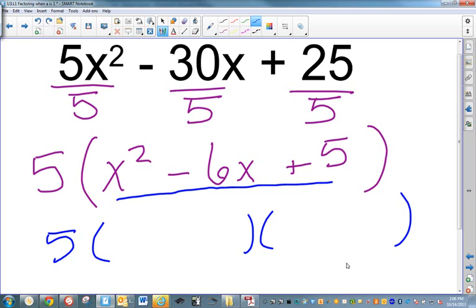Bring the 5 down. Look, multiply to a positive and add to a negative. Remember, you want a 5 on the end, not a 6.